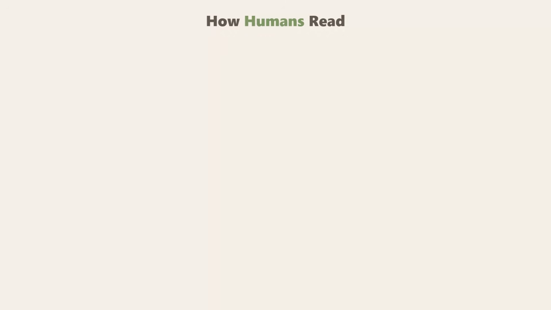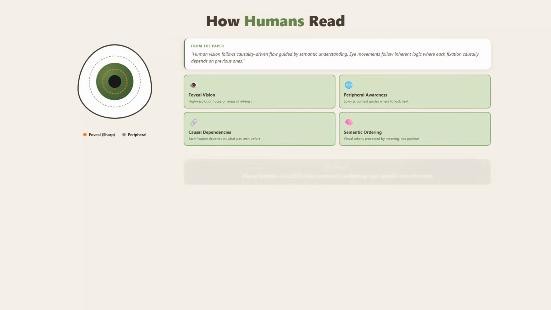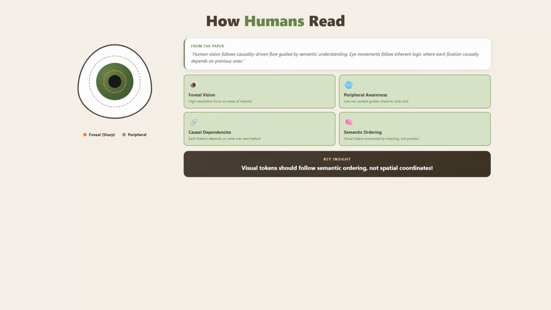The key insight behind DeepSeek-OCR 2 comes from studying how humans actually read, and it's nothing like how machines currently process images. Human vision has two distinct regions. The fovea gives us sharp, high-resolution focus on a small area, while peripheral vision provides low-resolution context about the surrounding scene. When we read a document, our eyes don't scan left to right like a printer. Instead, we jump to areas of interest based on what we've already understood.